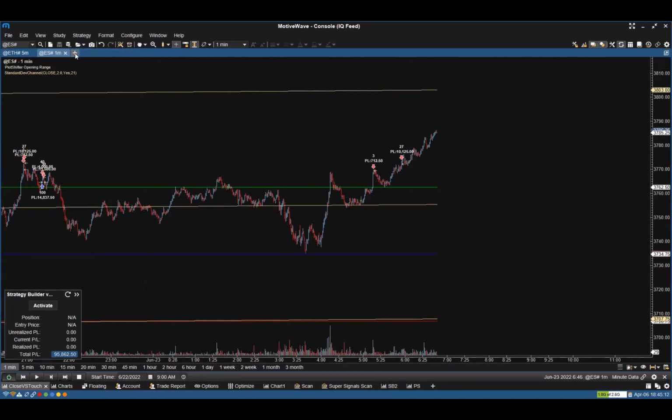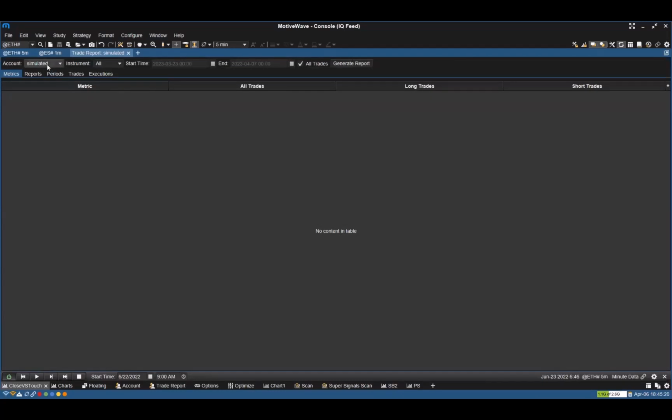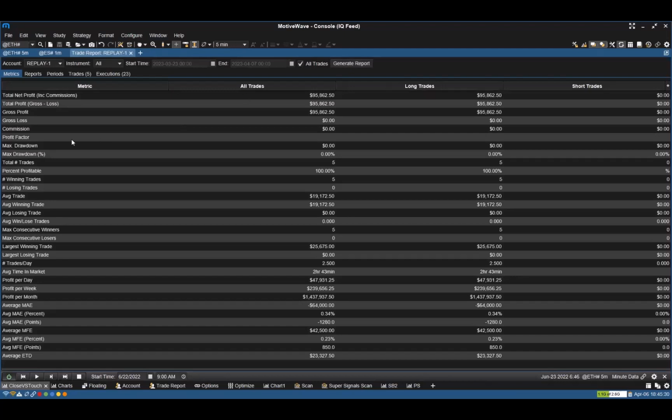Well, in MotiveWave, there's something called a trade report. So you can click up here, click a new tab, click trade report down here at the bottom. And then you select the account we just ran on. So we just ran it in replay mode. I would click replay. I believe it's replay 1 I was on. And then we would click generate report. And it'll tell us, how did we do?